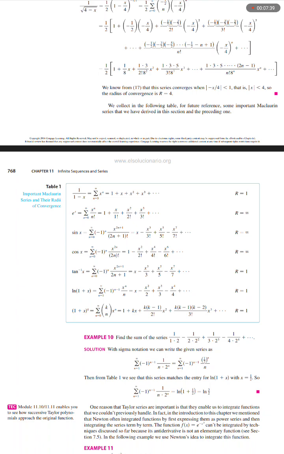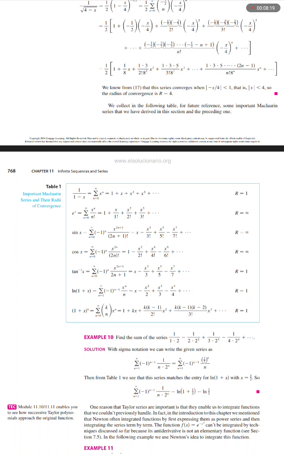The natural log of (1 plus x) equals the sum from n equals 1 to infinity of (negative 1) to the power n minus 1 times x to the power n over n, equals x minus x squared over 2 plus x cubed over 3 minus x to the 4th power over 4 plus ellipsis. The radius of convergence equals 1.